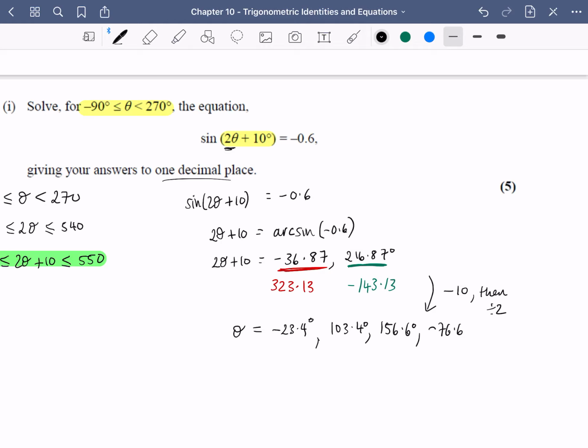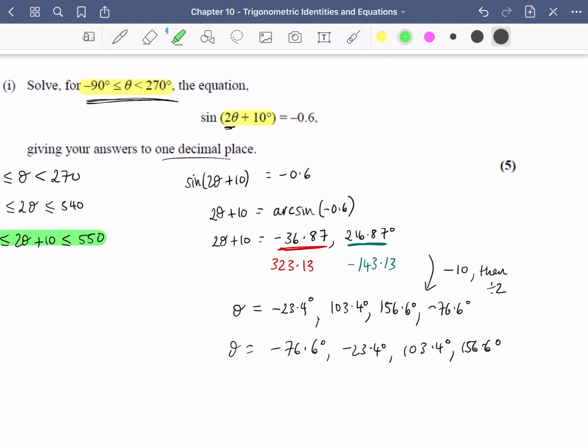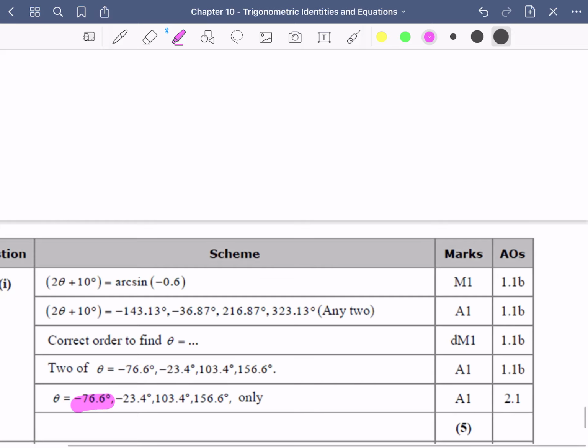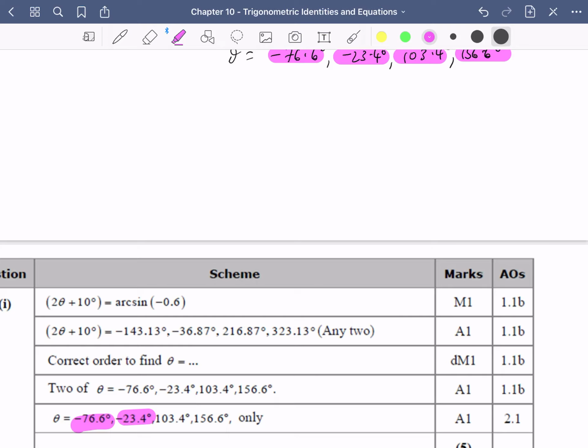And you don't have to do this, but I'm probably going to write them in order. So I've got minus 76.6, minus 23.4, 103.4, and 156.6. Let's check that it's actually within the original range that was in the question. Yep, none of them are smaller than -90 and none of them are bigger than 270. Let's just check the answers for this one. I'm not going to go through all of it. I'm just going to highlight these so it's clear when I look back at this. So we've got -76.6, yep, -23.4, 103.4 and 156.6.